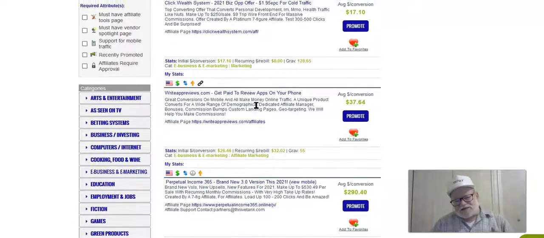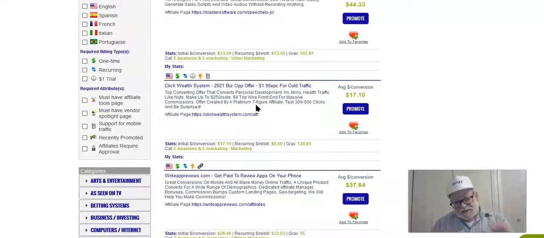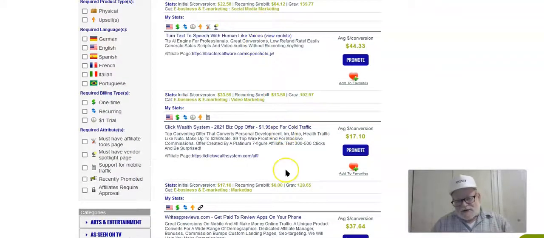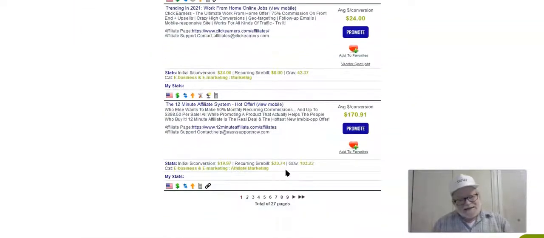So again, that's a good tip to you that this is a good niche, because the affiliates are actually making sales in all these different products. So if they're all making sales, that tells you they're all saleable products.